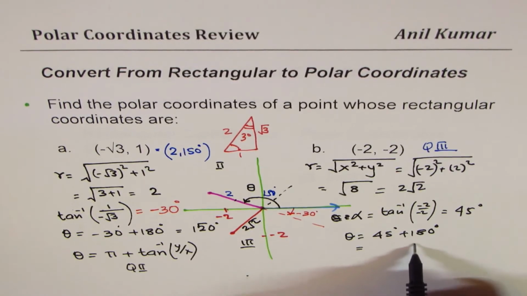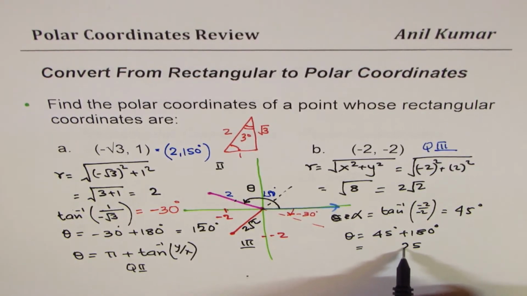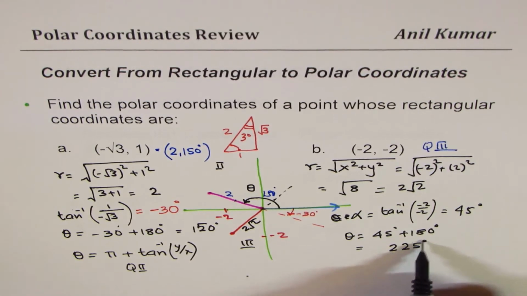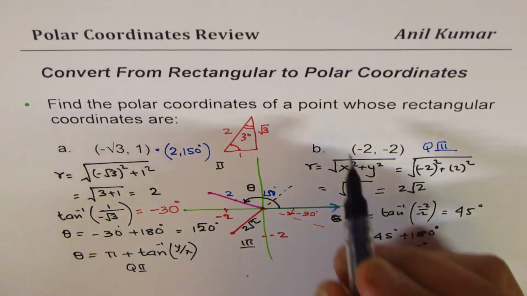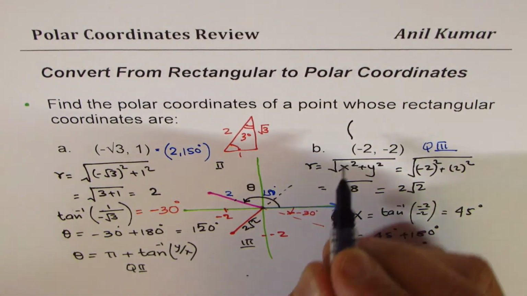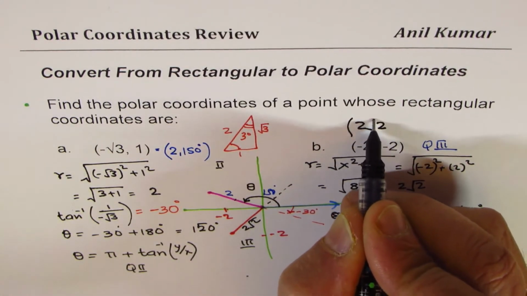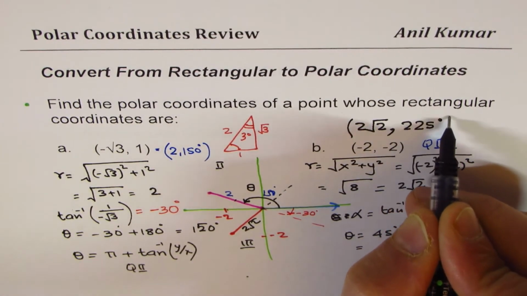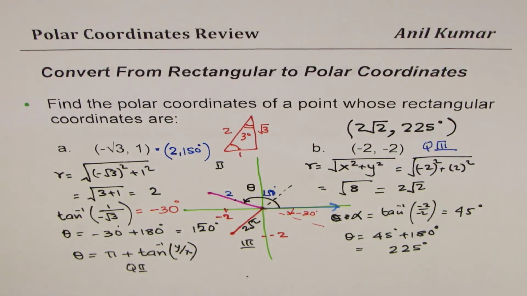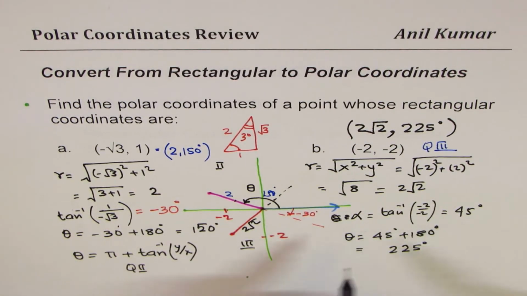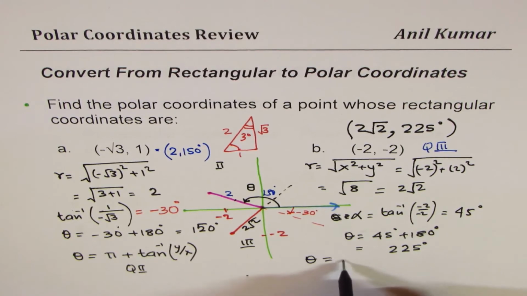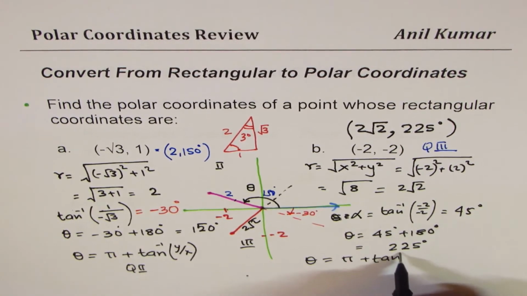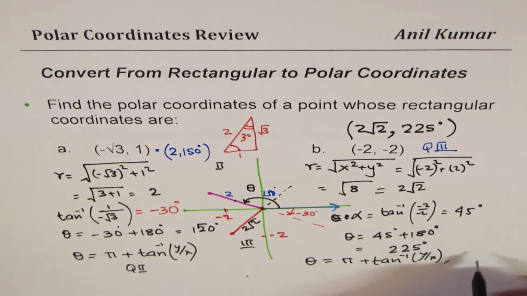So what we get here is 45 plus 180, which is 225 degrees. And therefore, the answer becomes r value is 2 square root 2, and the theta is 225. Now, as you know, in polar coordinates, we could represent it in many different ways. You could use 45 degrees with minus r value. You could do that. So again, what we learned here is that theta is equal to pi plus tan inverse of y over x if we are in quadrant 3, right?